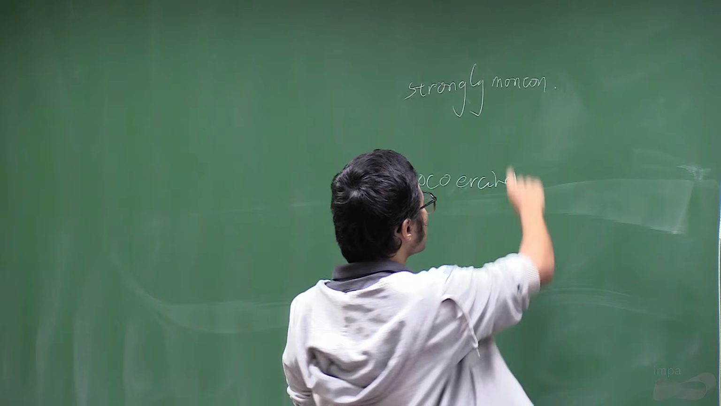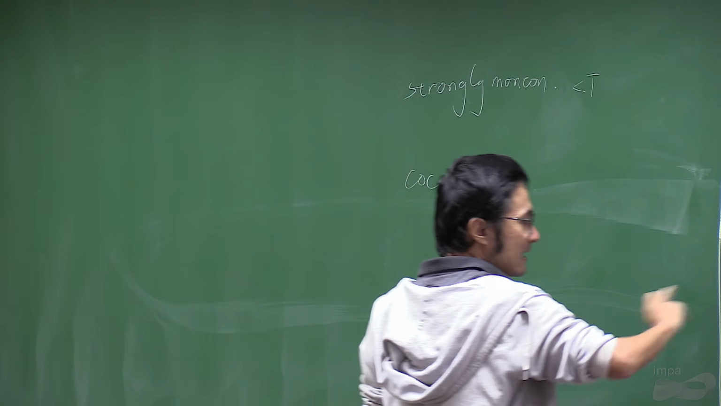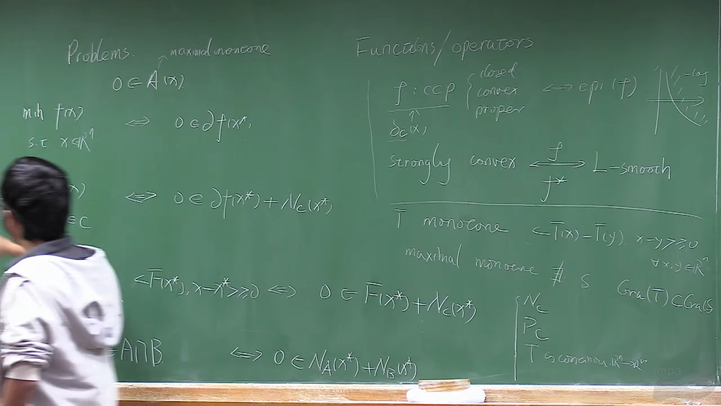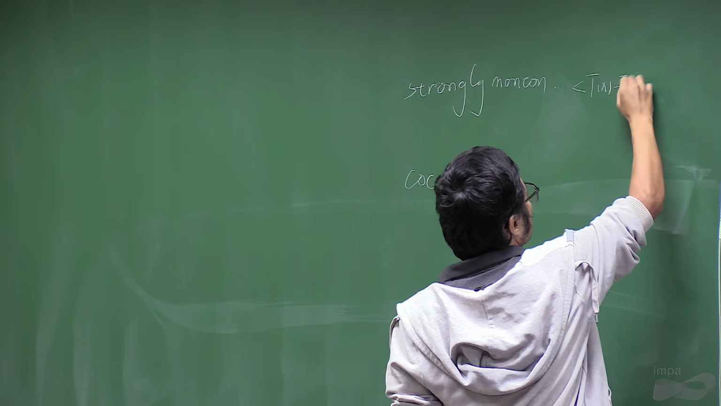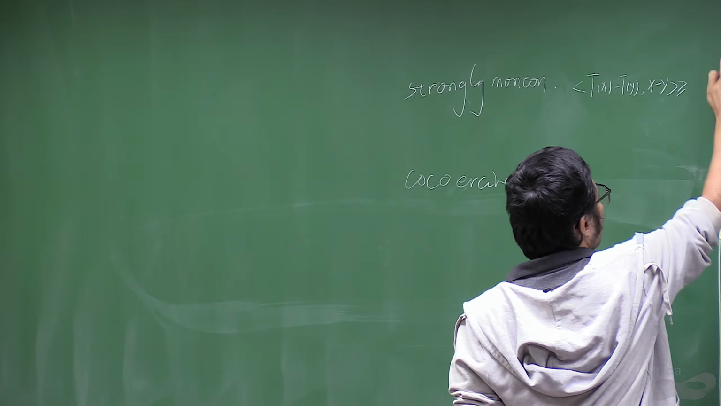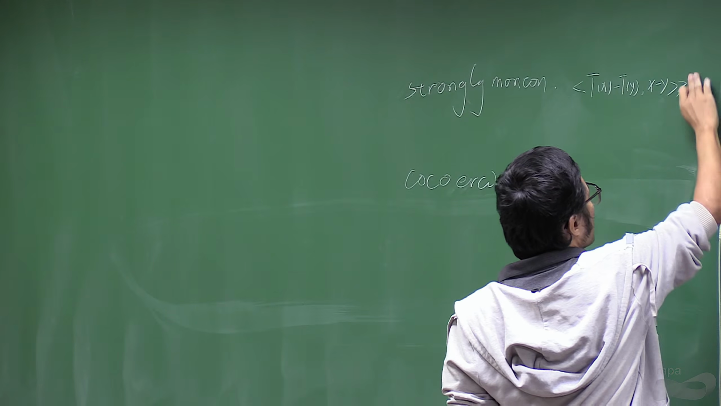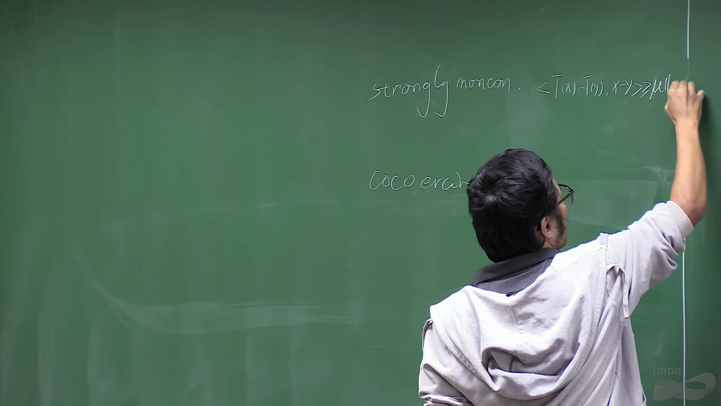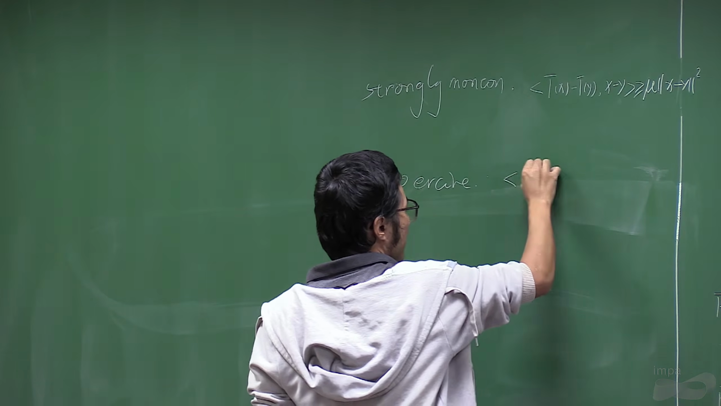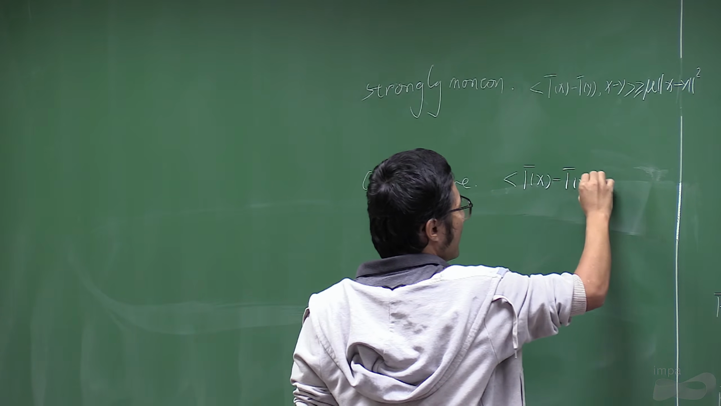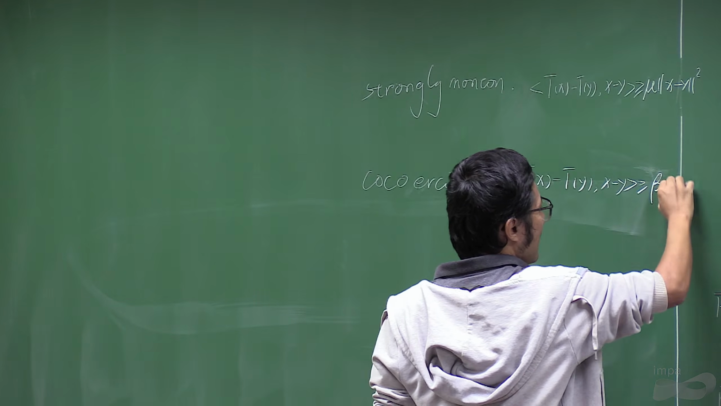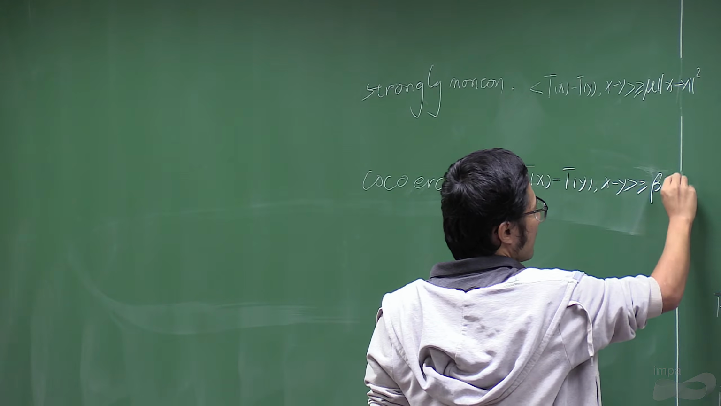The definition of strongly monotone is like this. The left side is the same as the inequality for the monotone operator, so it's the same: <Tx - Ty, x - y>. But here it is not only greater than 0. Here it is greater than some constant mu times ||x - y||^2. And coercive is similar. Here, <Tx - Ty, x - y> is greater than some constant beta times ||Tx - Ty||^2.